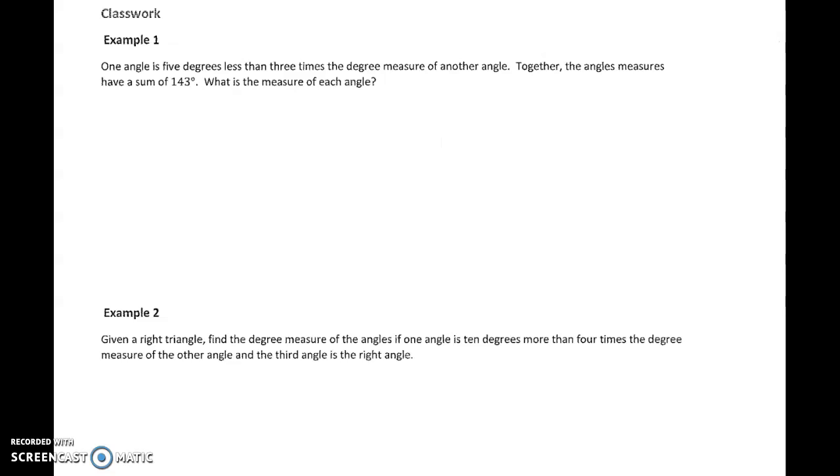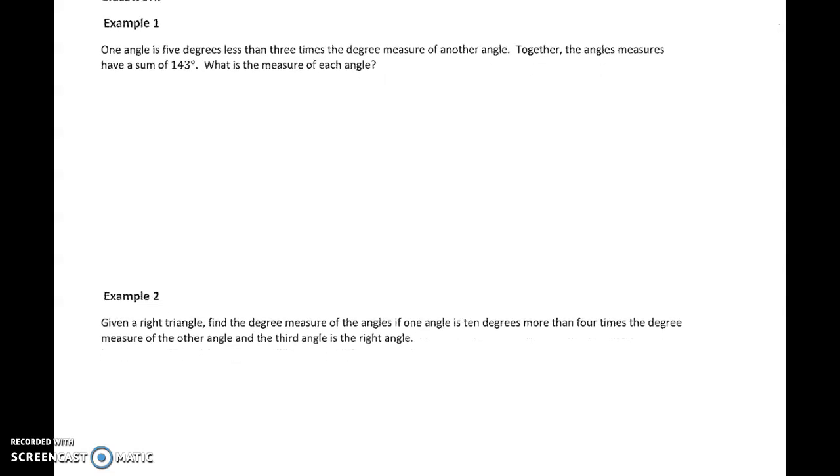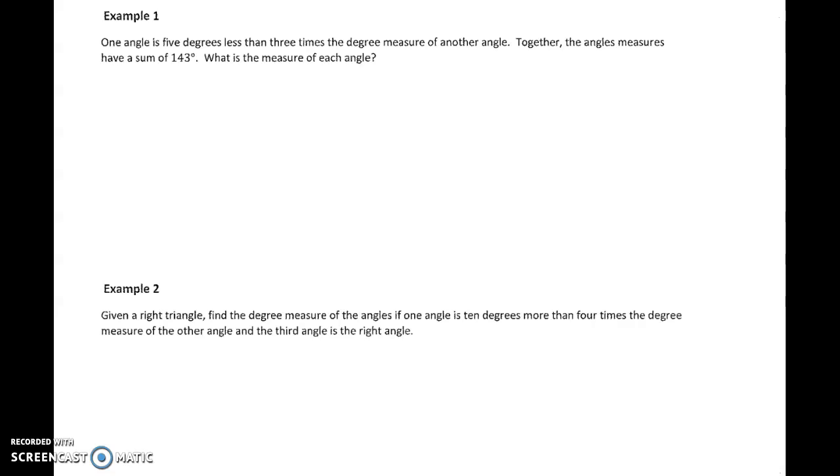One angle is 5 degrees less than 3 times the degree measure of another angle. Together, the angle measures have a sum of 143. What is the measure of each angle? This can seem overwhelming. There's a lot going on there. There's a lot being said. So my advice to you is to try to break it down. Let's take some words out.